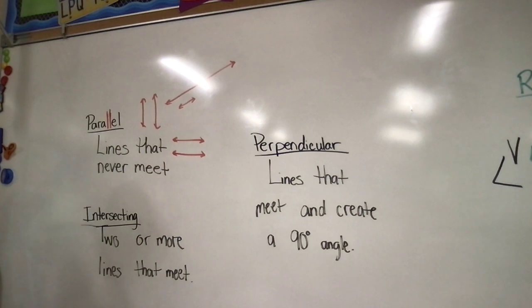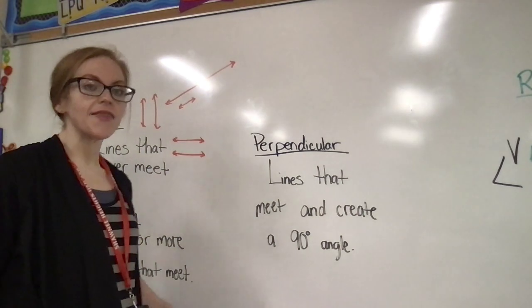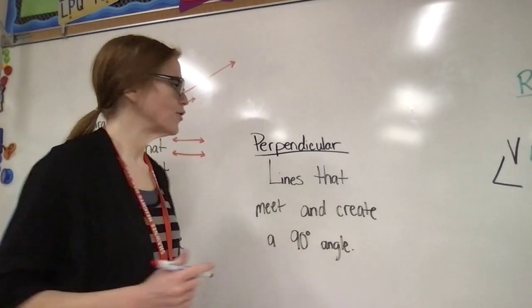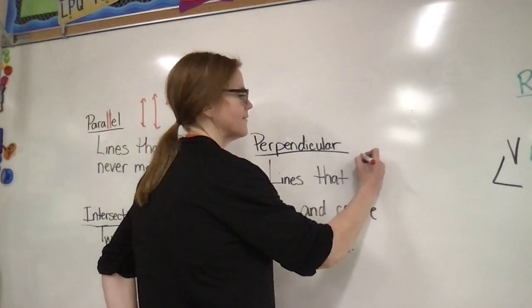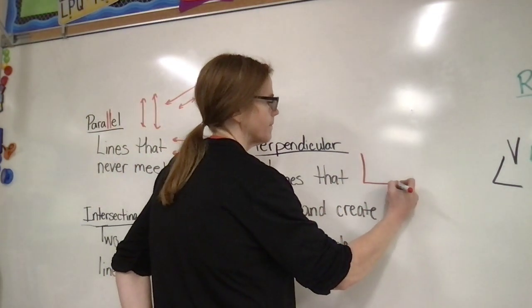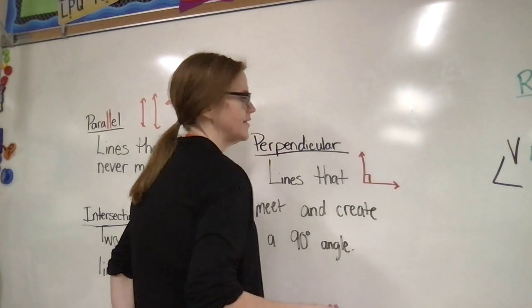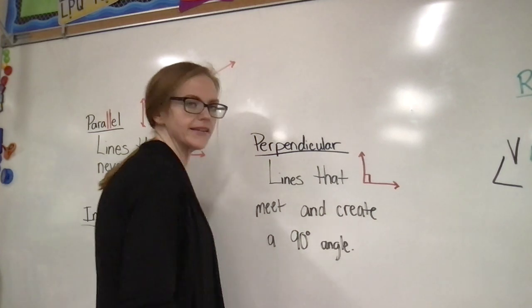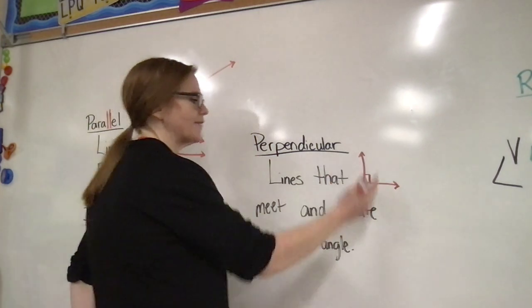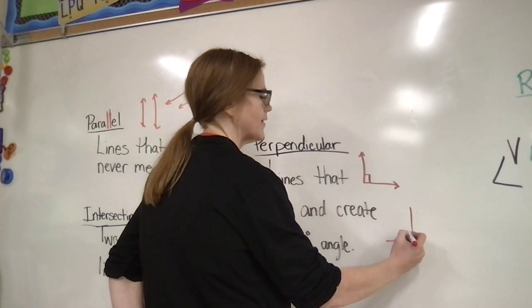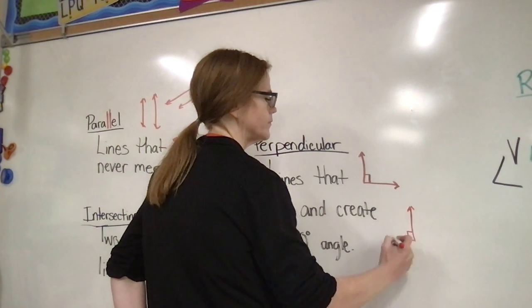All right. Perpendicular lines, they touch. They make that 90-degree angle, so they make a right angle. That might look something like this. And I know this is right because here's my box. Okay, these are perpendicular lines. Again, it doesn't have just to go that one way. It could go any way as long as they make that right angle.